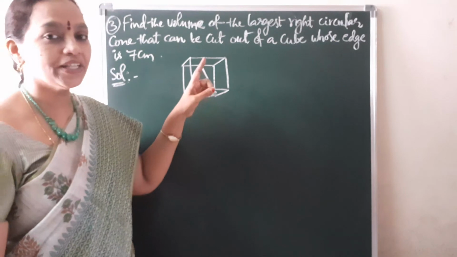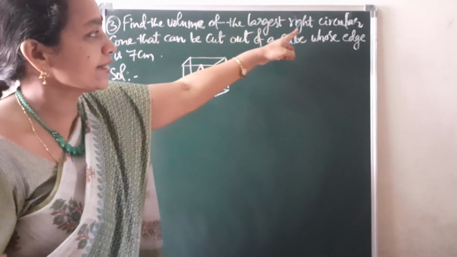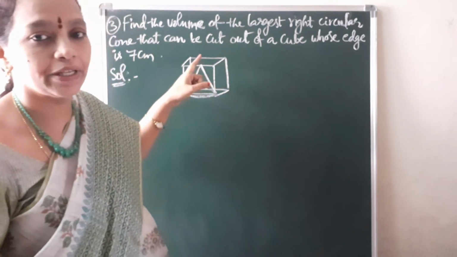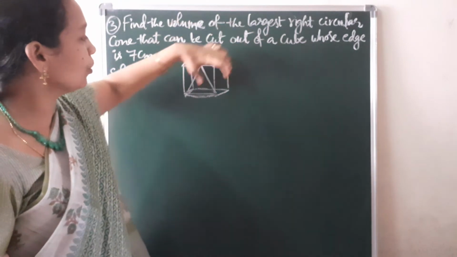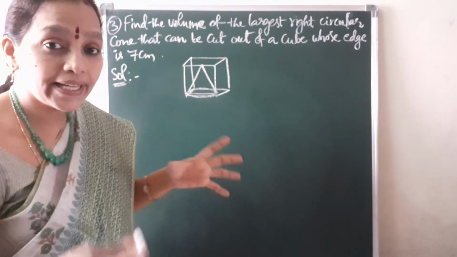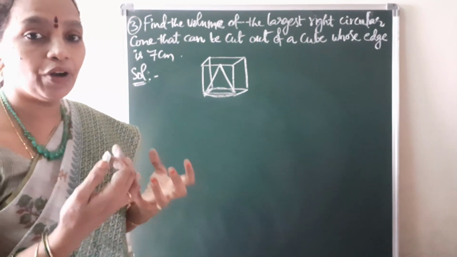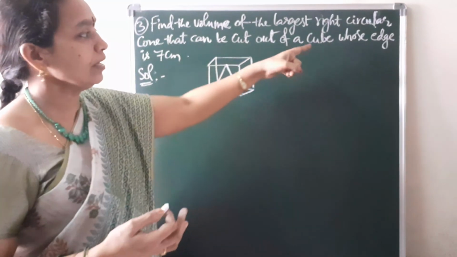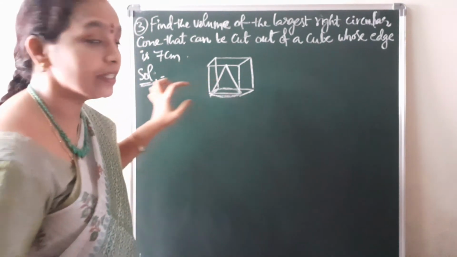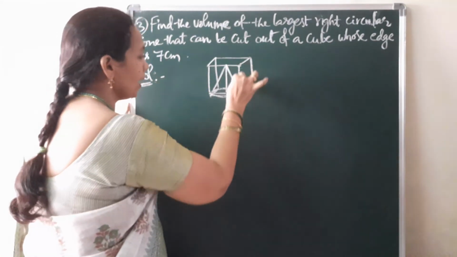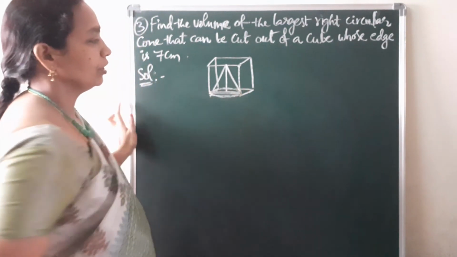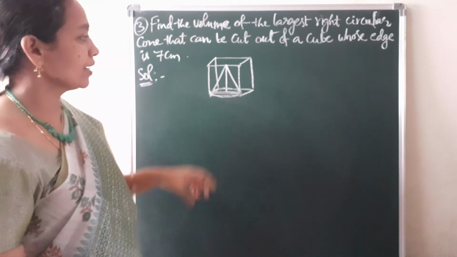Now, next, third question is, find the volume of the largest right circular cone that can be cut out of a cube whose edge is 7 centimeters. So, a largest possible cone is cut out from a cube. First of all, this is a cube. From this cube, what is the largest possible cone that can be carved out, he is asking. That means the height of the cone is equal to the edge of the cube and the diameter of the cone is equal to the edge of the cube. Those two things will be equal. That you have to understand from that.